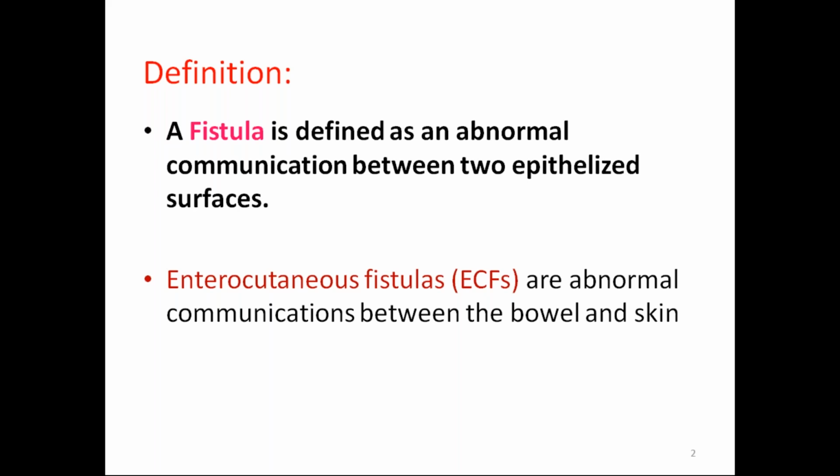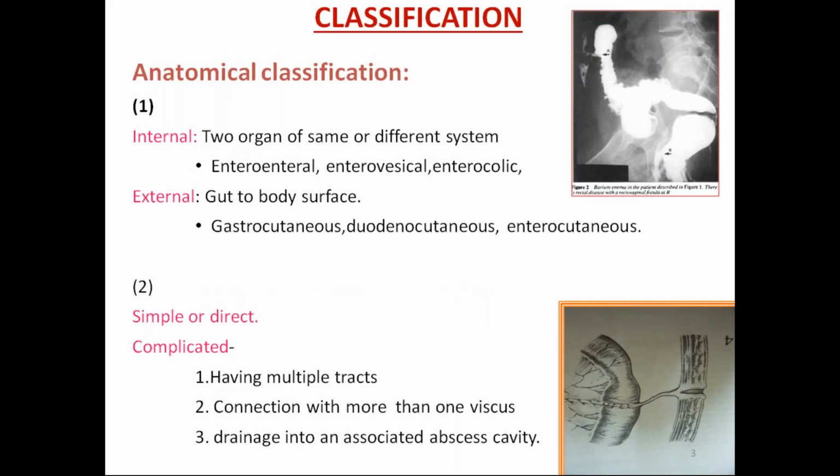So, various types of fistulas are present: thoracocutaneous fistula, pleurocutaneous fistula, and other types. Basing upon the underlying organ and the overlying skin, it is named accordingly. Now, classification. Anatomically, fistulas are classified into internal and external. Internal is between two organs of the same or different systems, that is enteroenteral, enterovesical, and enterocolic. And external is to the gut or body surface.